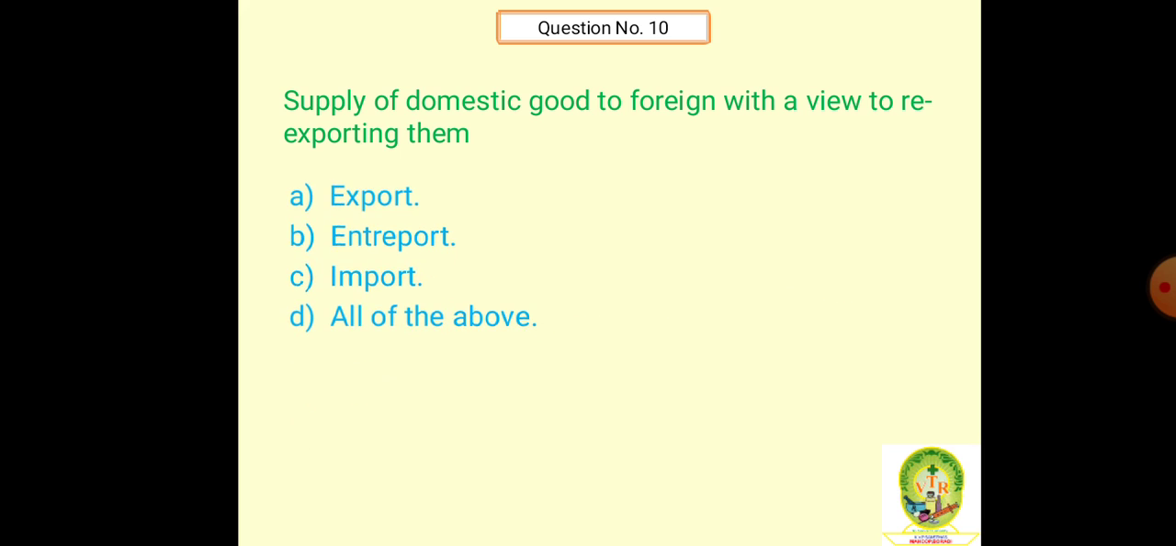Supply of domestic goods to foreign countries with a view to re-exporting them. Options are A. Export, B. Interport, C. Import, D. All of the above. Right answer is B.